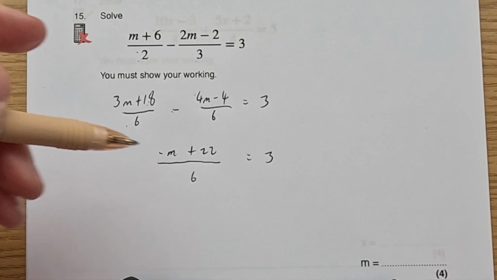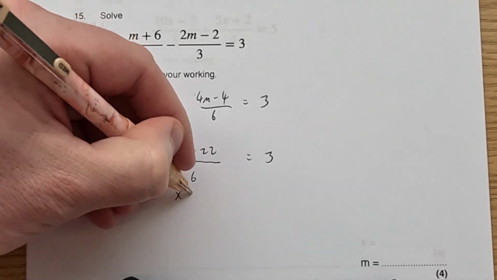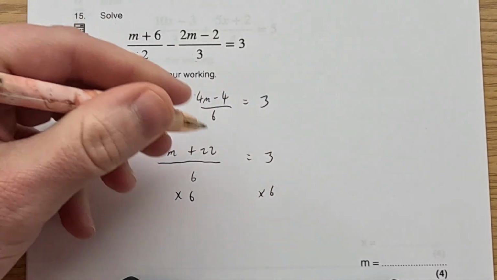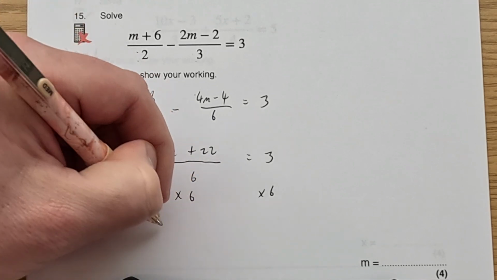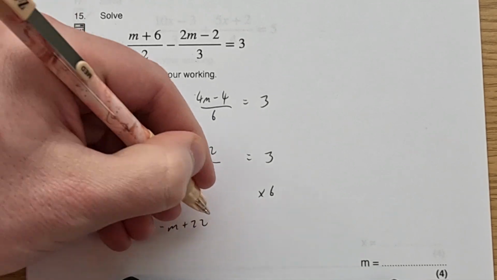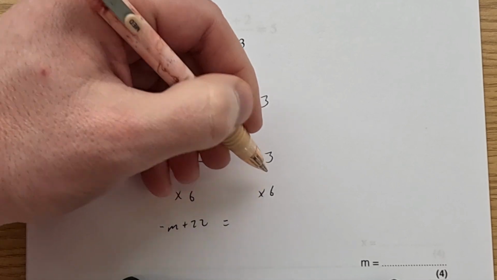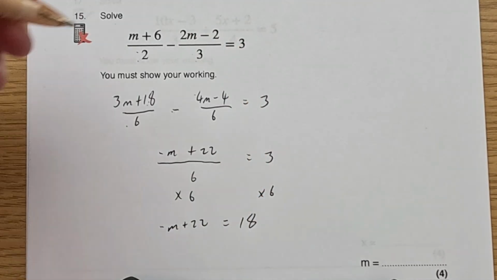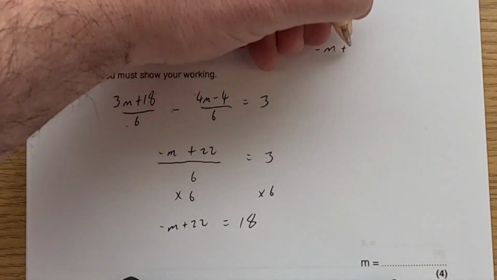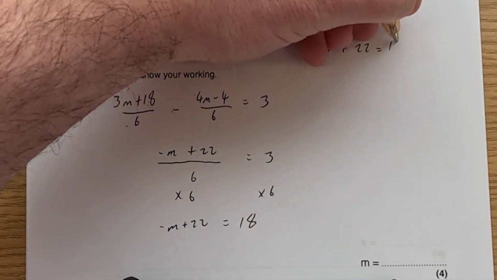Now we want to then get rid of this divide by 6. So let's multiply by 6 and multiply by 6. So the left-hand side would just be the numerator, minus m plus 22. And the right-hand side, we've got 3 times 6, that's 18. So we've then got minus m plus 22 is equal to 18.